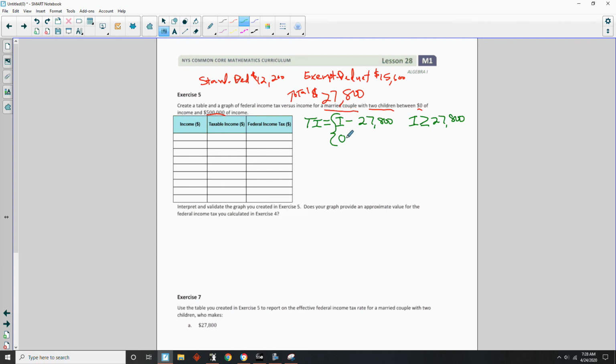So my taxable income will be $0 if my income is greater than 0. Okay, if I have an income, or less than or equal to $27,800. So there's my 2 scenarios. If my income is greater than $27,800, then it's income minus that $27,800. If my income's between 0 and $27,800, then my taxable income is 0.